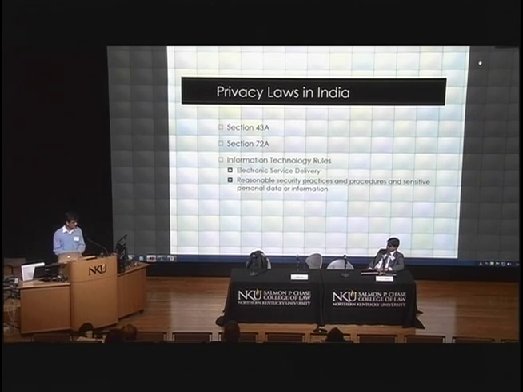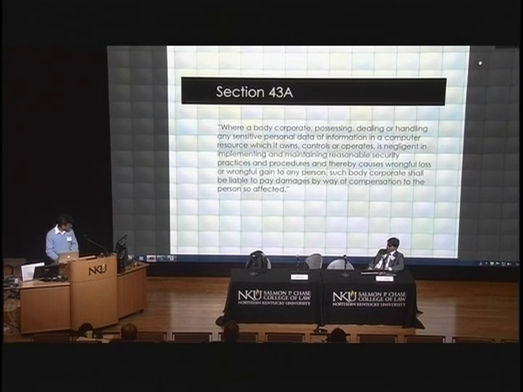So there's Section 43A and Section 72A. And then there's something called the Information Technology Rules, which I guess are also being followed up with something called the Privacy Bill, although I'm not really familiar with it. But basically what Section 43A says is, where a body corporate is processing, dealing, or handling any sensitive personal data or information. And so it goes on.